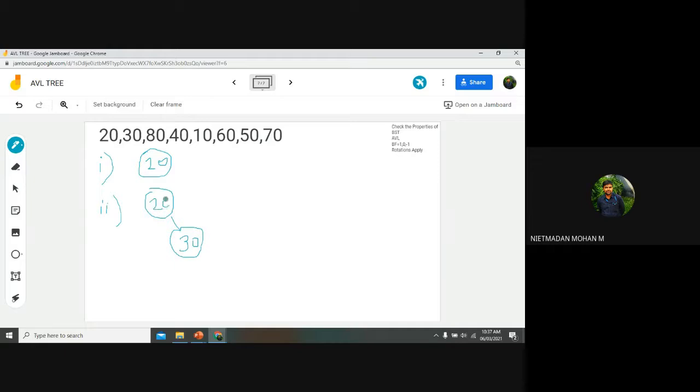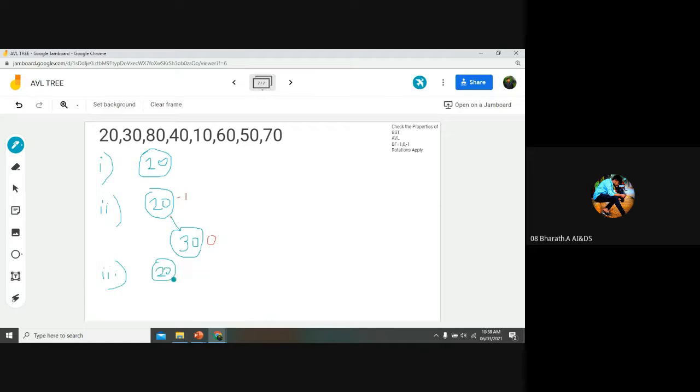So now we can check the imbalance factor, the balancing factor for this 20. For this 30, the balancing factor is 0. For this 20, it is -1. So in this case, the condition was checked for an AVL tree. So it is a binary search tree as well as an AVL tree. The condition has been checked. And now the third point: for 30, the right side is 80.